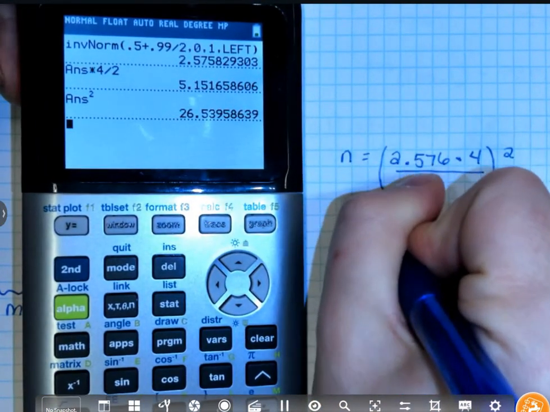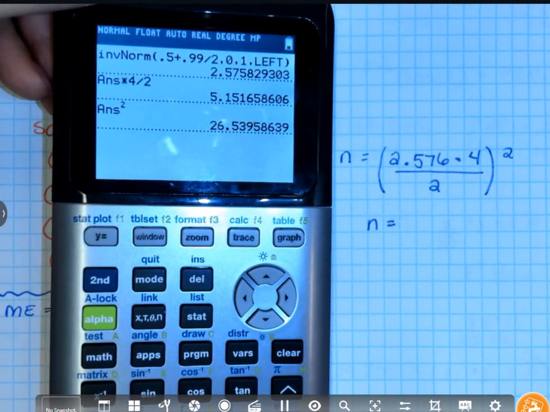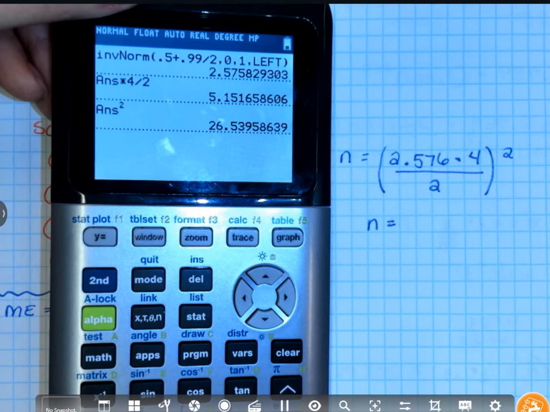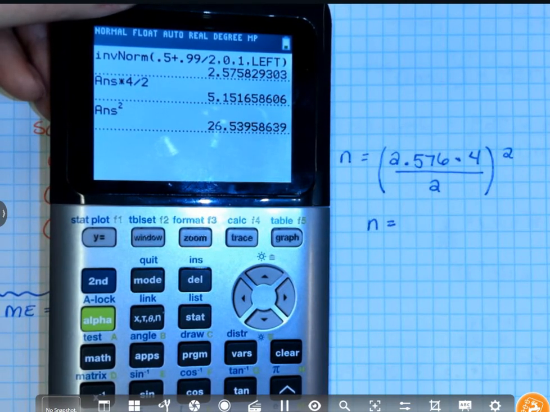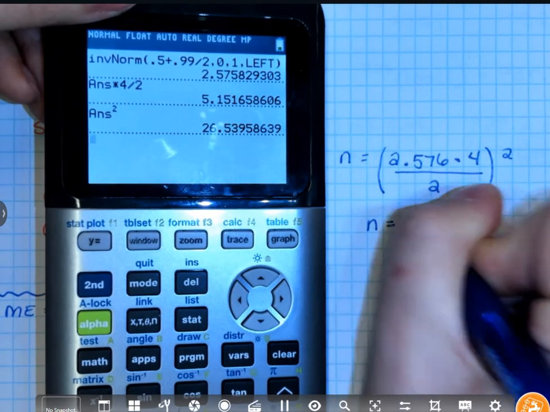And I get that n is... and what do we do with the sample sizes here? Do we round to the nearest number? Do we round up? Do we round down? What do we do? Round up. So here I have n is 27, because they just said round up.